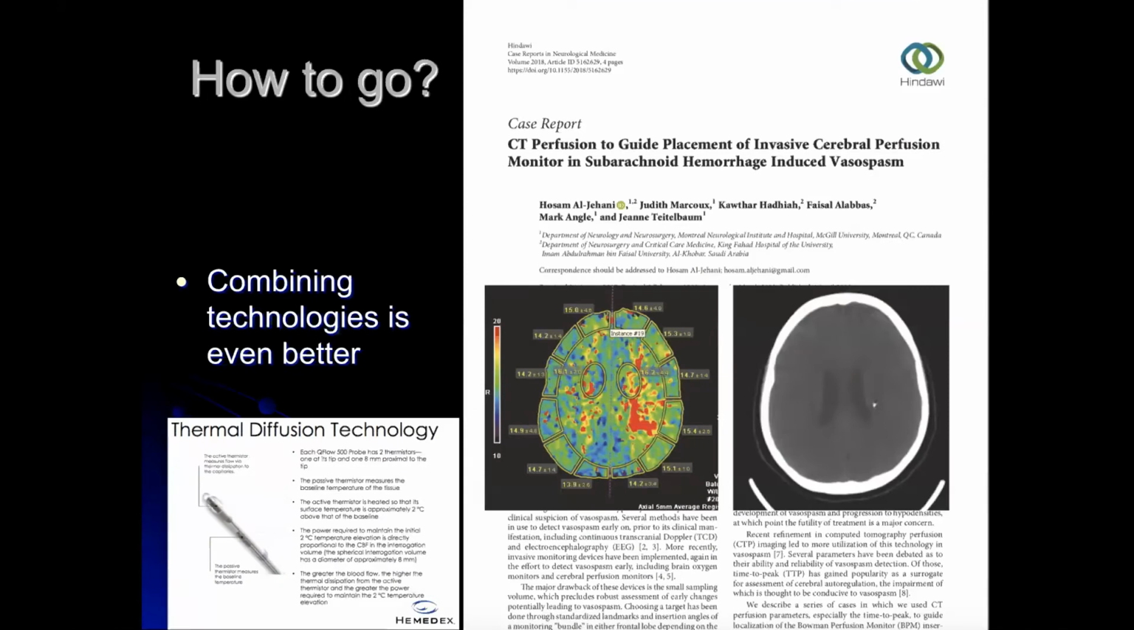And combining technologies. This is an example where we combined two technologies, the CT perfusion with the thermal diffusion technology, in order to target patients with severe vasospasm and treat them effectively. Now, I presented this picture because the standard practice tells us to put the probes in the right frontal lobe, while here, when we combined the technologies, we actually had to put it in the left parietal lobe. So that is how you understand that combining technology is even better. And that is a venue of research that is unique, because you consolidate the knowledge, consolidate different practices into one that will be more effective for patient care.